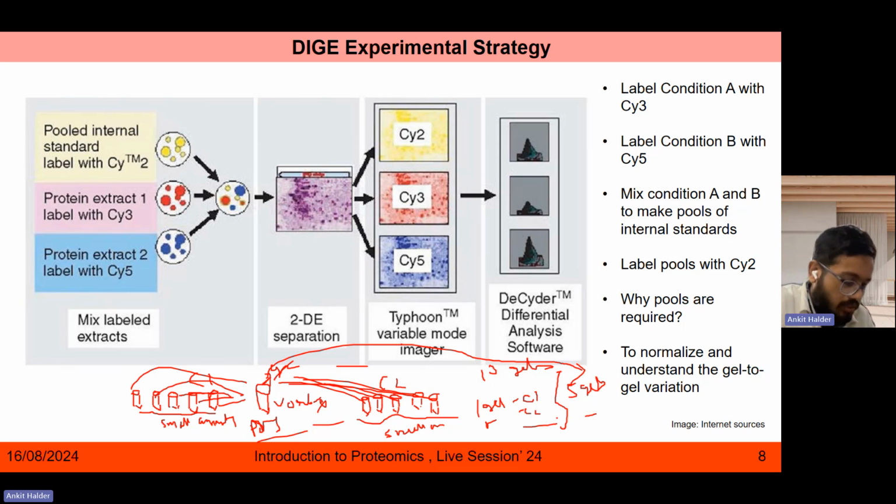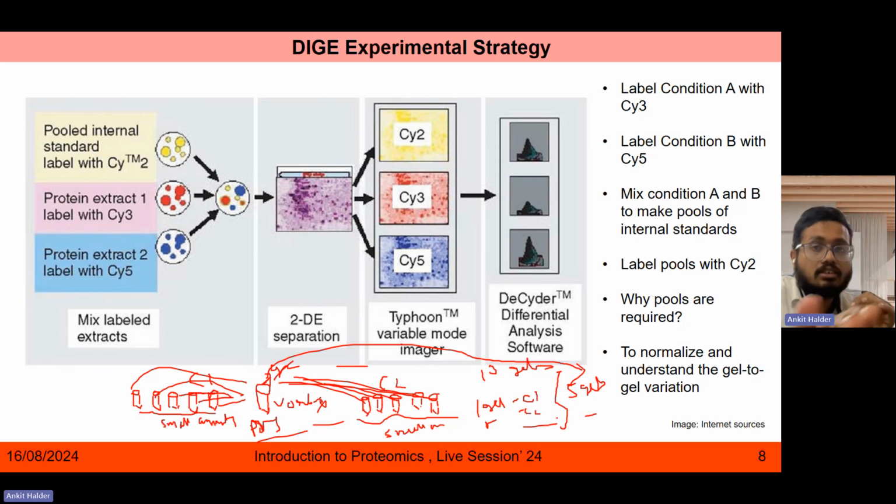So that sample will go on in each gel with the Cy2. Now when we are aligning it, if there is any gel to gel variation, since the Cy2 dye labeled pool sample is the one that shows it is the same technical replicate, the same technical sample, all the proteins in that particular spot should be present in that particular spot only.